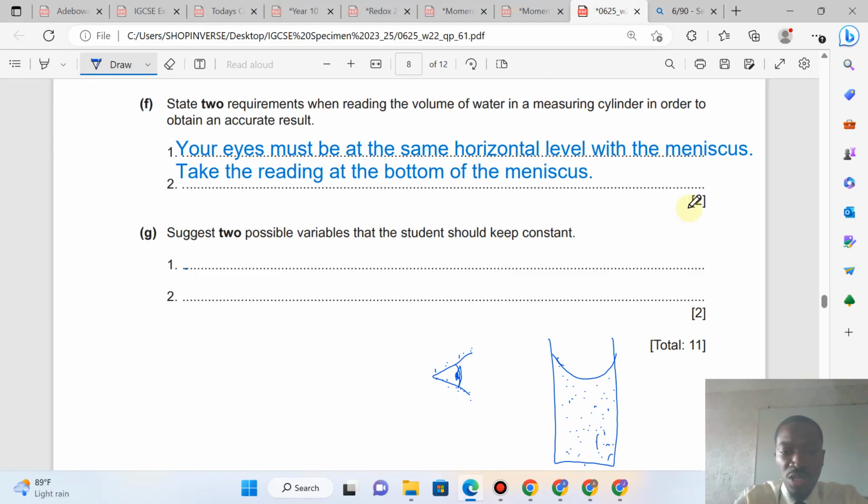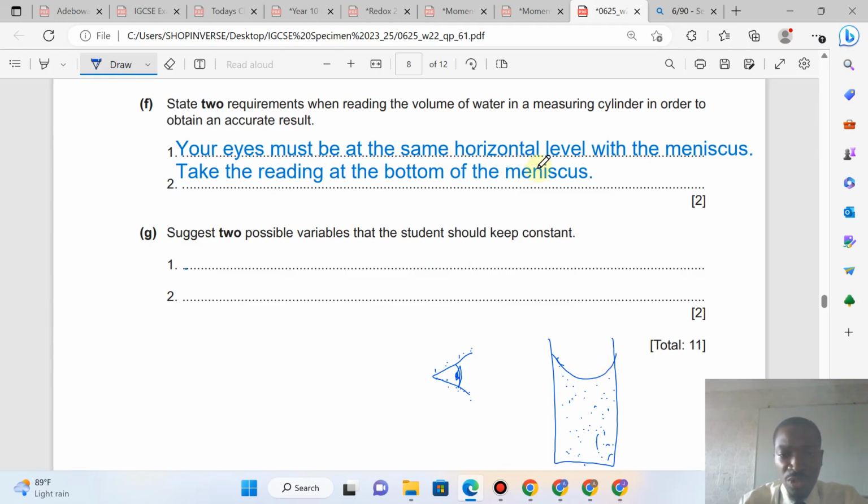What do we mean when we say the same horizontal level? This is what we mean. Your eyes must be at the same horizontal level as the meniscus. This is what I mean by meniscus: this curved shape that water forms when placed in narrow bottles, okay, in narrow capillary tubes. So this is the shape. Also in a narrow test tube or measuring cylinder, water forms this shape.